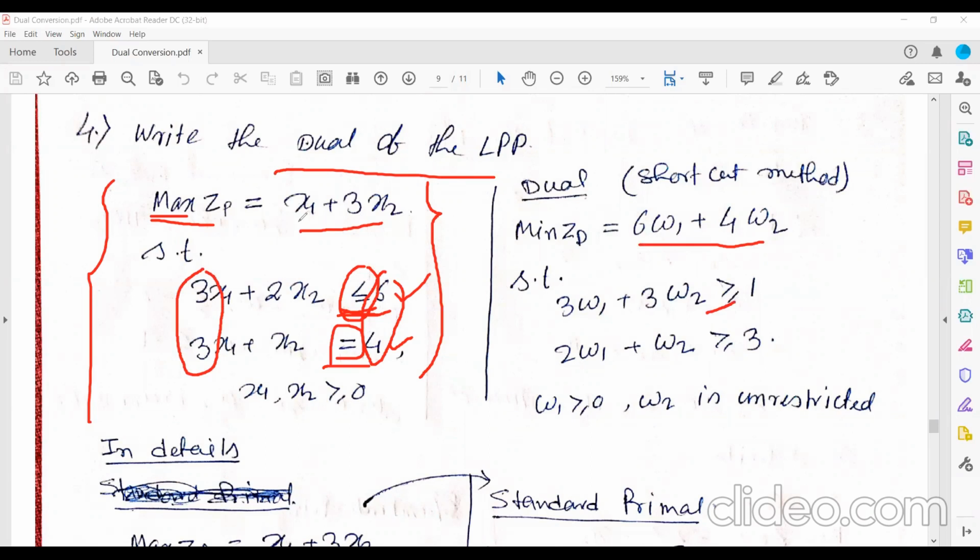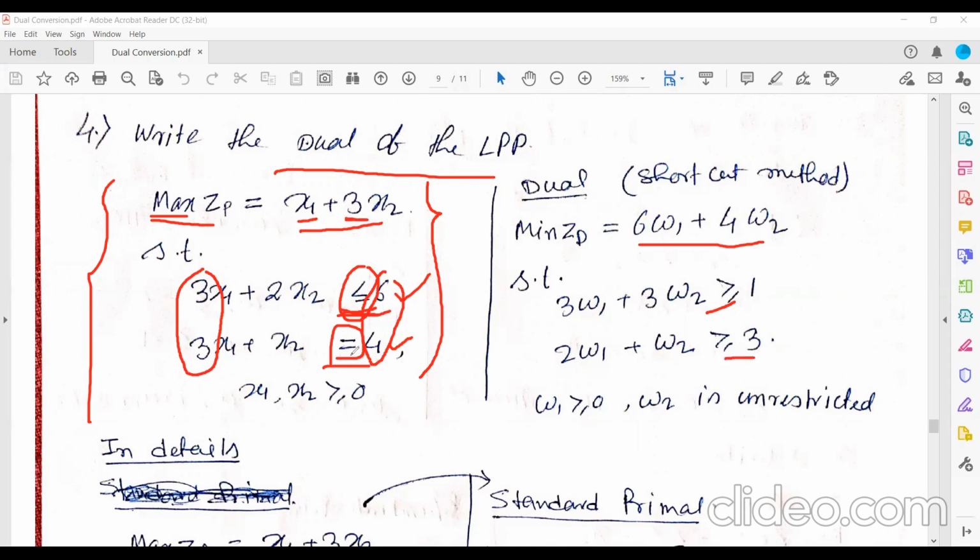And what is the coefficient of x1 here? That is 1, so greater than or equal to 1. Next, 2W1 plus W2, and that will be, since it is less than, greater than or equal to 3. Greater than or equal to 3.